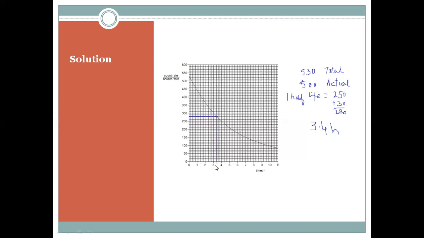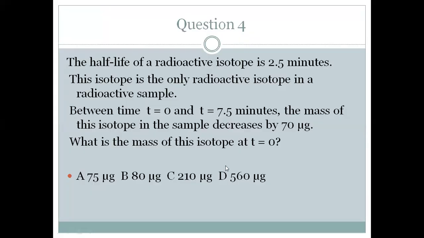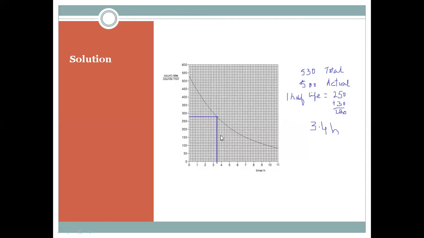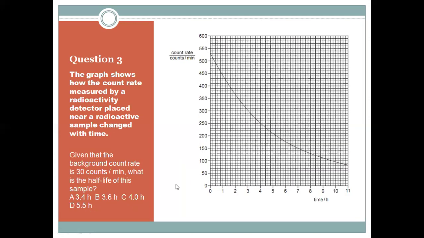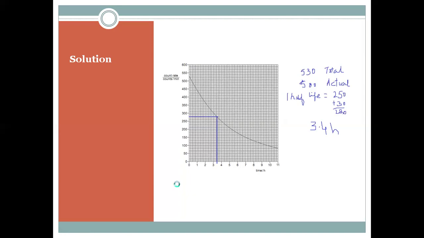So 280 here is coming 250, 260, 270, 280. And what is the time here? 3.2, 3.4. It is the second block after 3.2. Each block represents 0.2. So the half-life is 3.4. So the answer will be A.